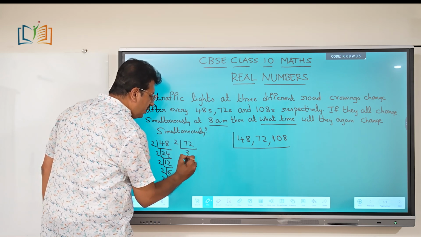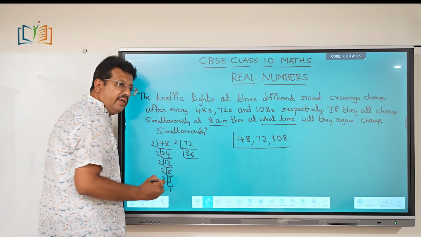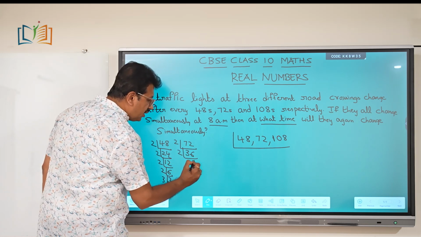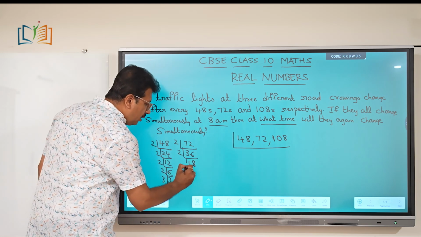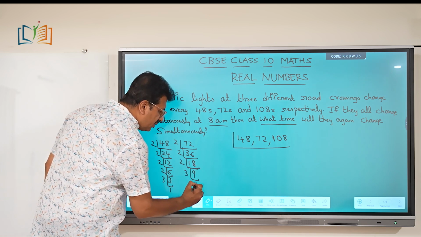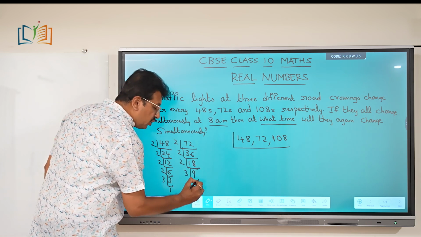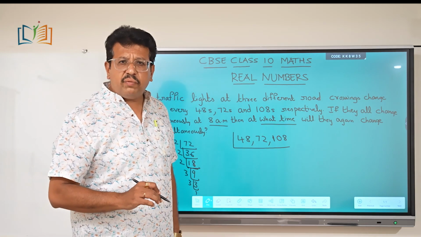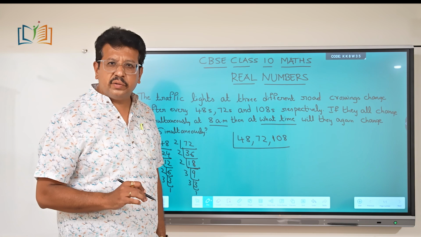2 table, 2 36s are 72, and 2 18s are 36. And again 2 table, 2 9s are 18, and then 3 3s are 9, 3 1s are 3. I think you must be getting used to this type of dividing process because you have done a lot of sums before. Is it right, my students?